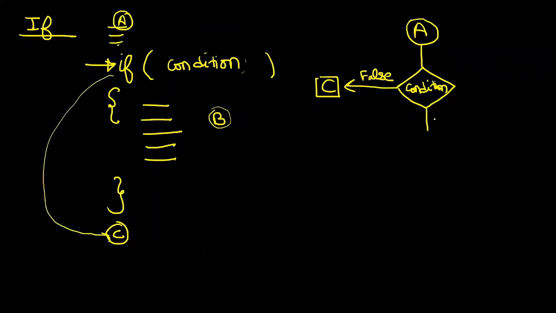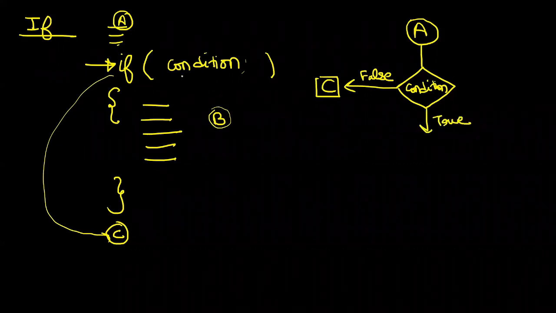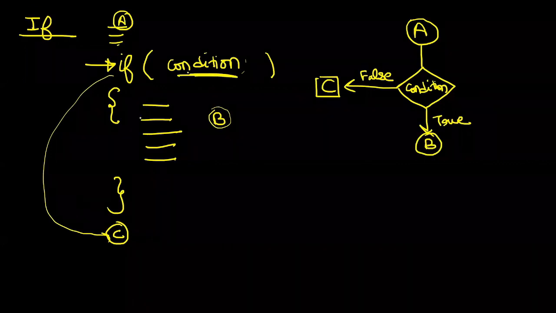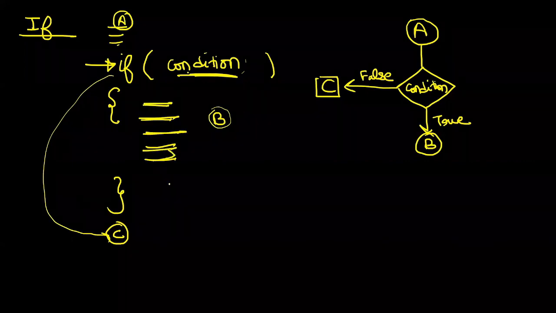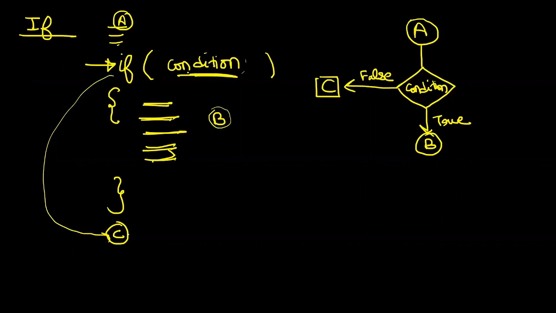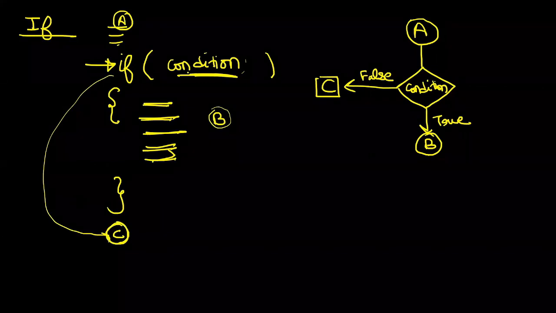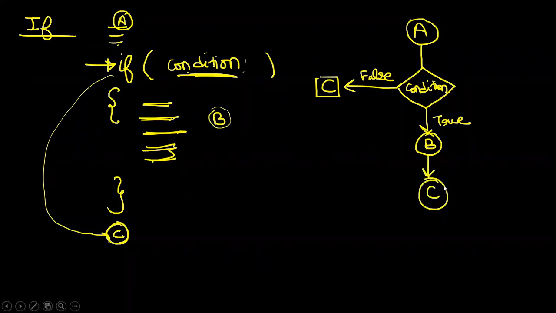But if the condition evaluates to be true, you will enter inside the if block, and first of all, you will execute whatever statements are there inside the if block. You execute all the statements, and then you will come outside the if block and execute the lines which are after the if block. So first B is executed, then C will get executed. This is the basic flow chart of an if block.